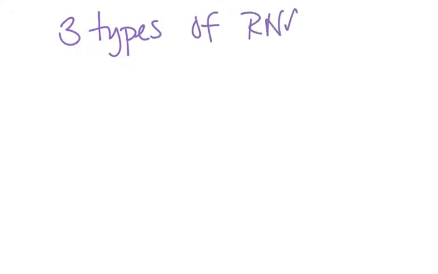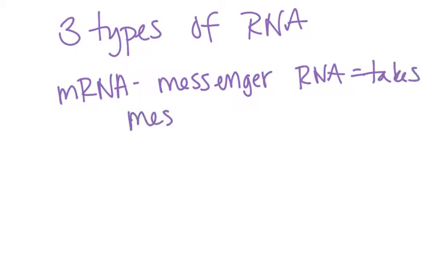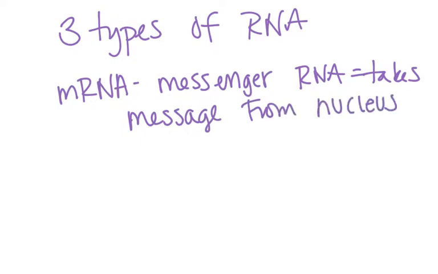There are 3 types of RNA. The first one is mRNA, and that's messenger. And that's going to take the message from nucleus to ribosomes.